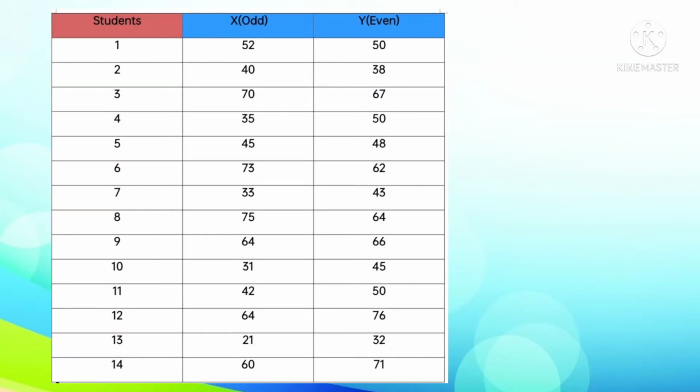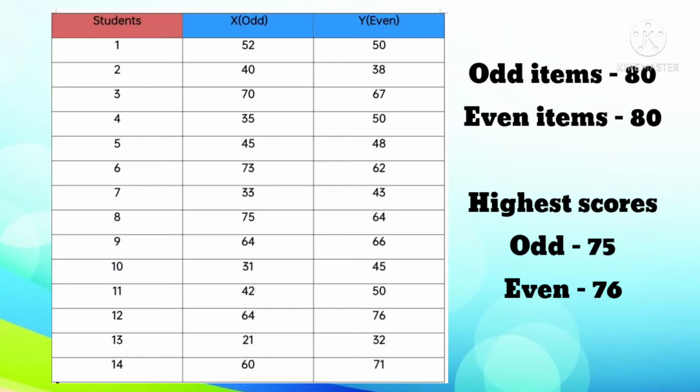As you can see in the table, these are the test results or the scores obtained from 14 students between half of the test. Each half of the test has a total of 80 items. The highest score in odd items is 75, while the highest score in even items is 76.